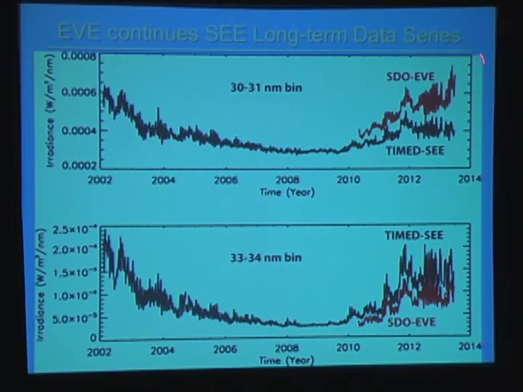Black is C and red is EVE, and I've plotted it for 2 different wavelength bins here. They're different origins on the sun. This includes 304, and this includes the 33.5 nanometer line. There are some absolute differences. We believe EVE more than we believe C.